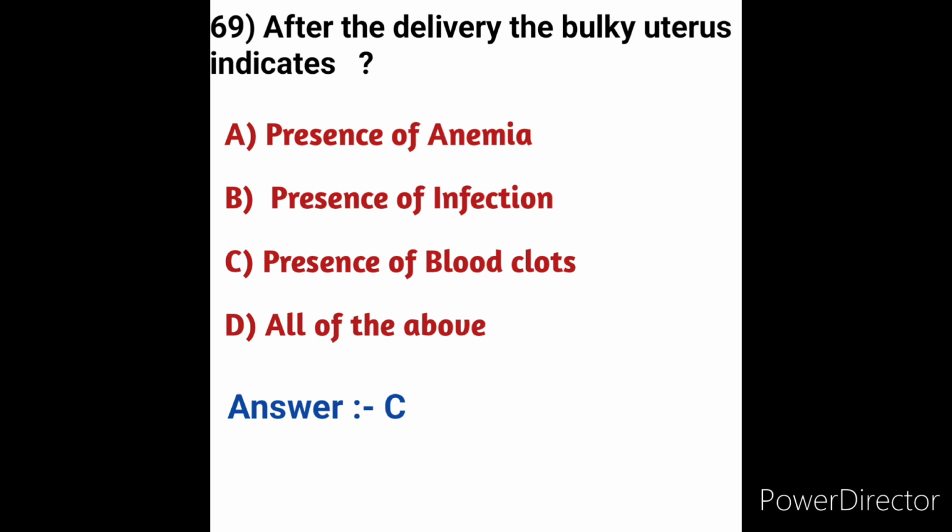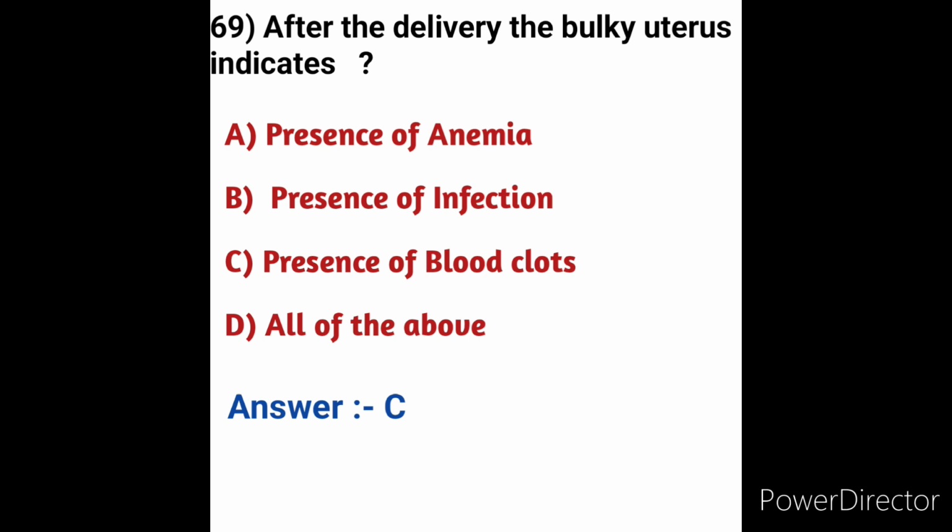After the delivery, the bulky uterus indicates? Here, after the delivery, the uterus is bulky. That indicates what? We will see the options here. Option A, presence of anemia. Option B, presence of infection. Option C, presence of blood clots. And option D, all of the above. After the delivery, a bulky uterus indicates the presence of blood clots in the uterus. Here option C is the correct answer.